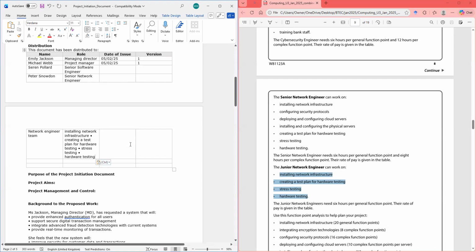All right. Remember, all versions would be 1. We'll put the date in later, and then we say software engineer team.